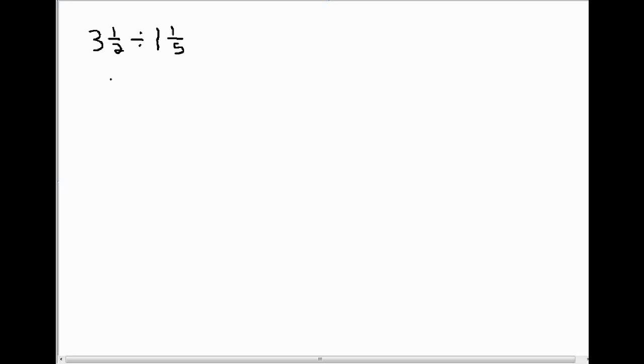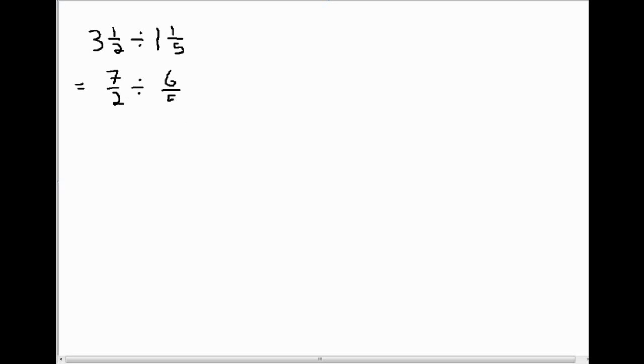So when we change these to improper fractions, 3 1/2 is 7 over 2. And it's still a division question. I'm not going to change that yet. We're just changing these to improper fractions. And 1 1/5 is 6 over 5.